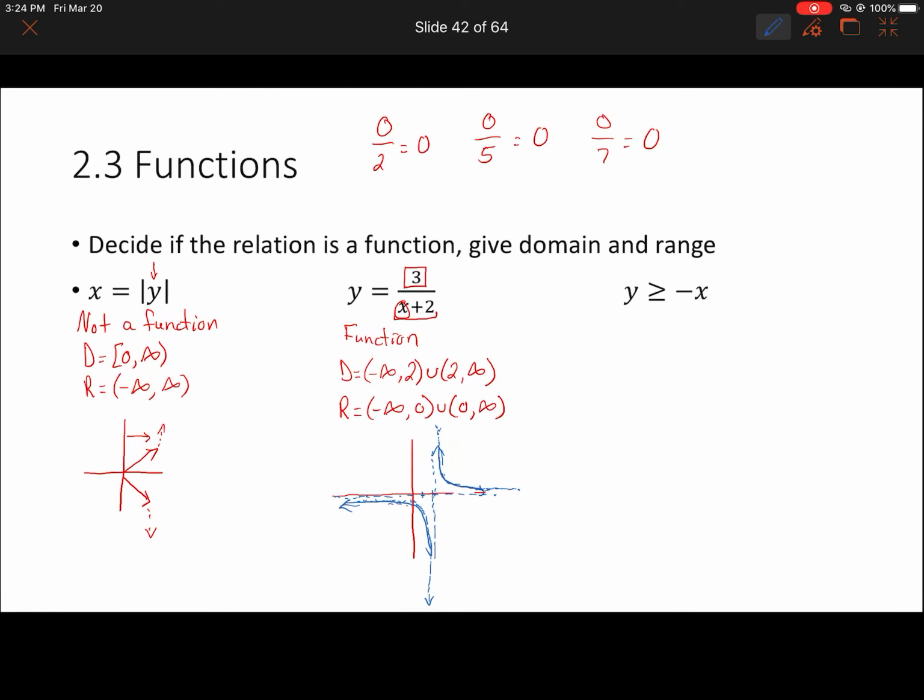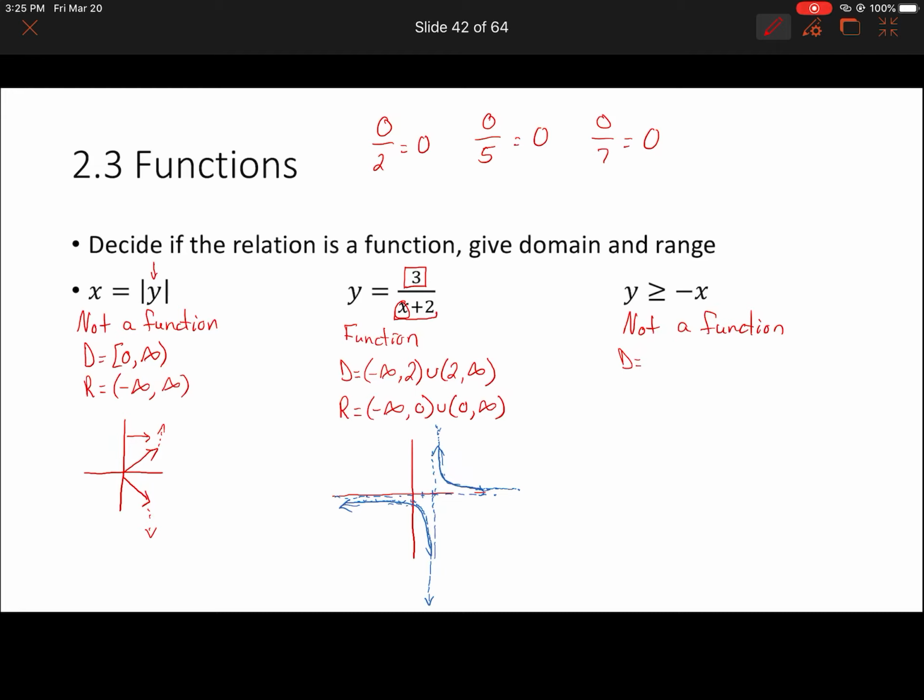And then our last one is an inequality. And this inequality is never, ever going to be a function. So if it is an inequality, it is not a function. I'll explain why in just a second. We're still going to find domain and range similar to what we would do if it were a function.